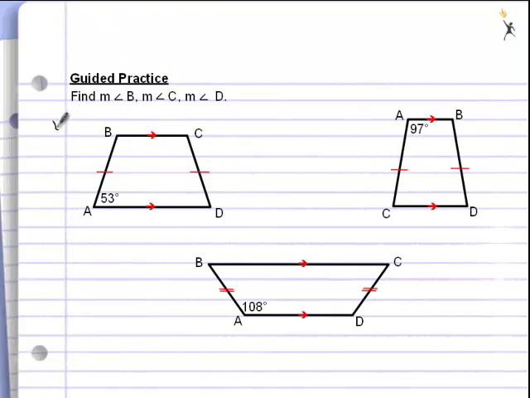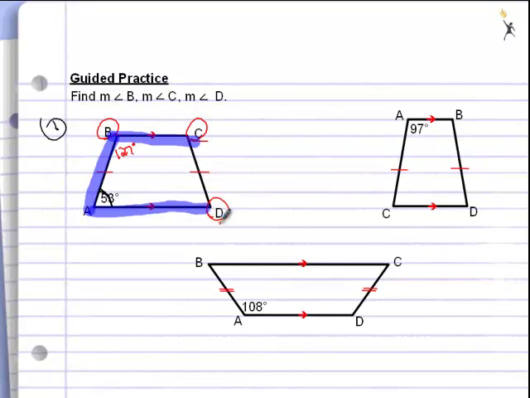In this first problem, we'll call it number 1, we're given this base angle of 53. It says to find the measure of angle B, angle C, and the measure of angle D. Well, we can still bring in our parallel line theorems. If this line and this line are parallel, and they're cut by a transversal, we have consecutive interior angles formed here. Consecutive interior angles are supplementary, which means that angle A plus angle B should equal 180. And so, if I subtract 53 from 180, I can solve for angle B, which ends up being 127 degrees.